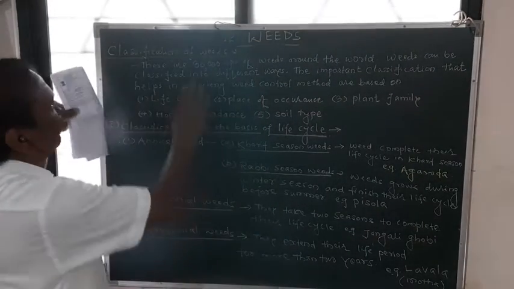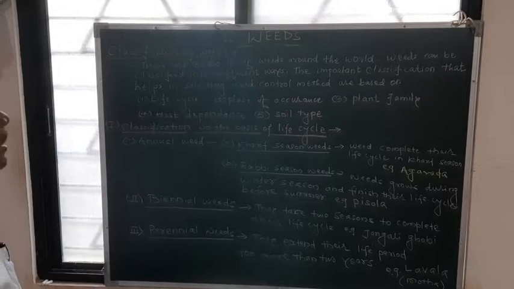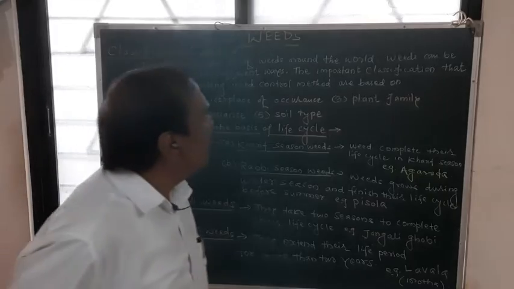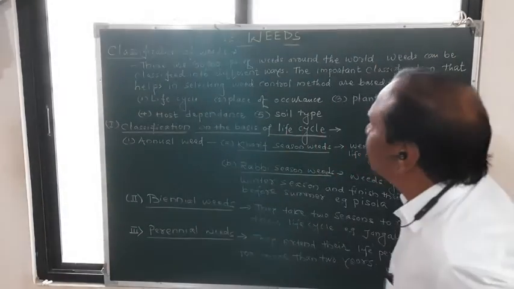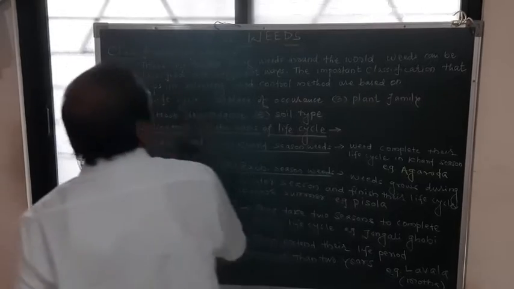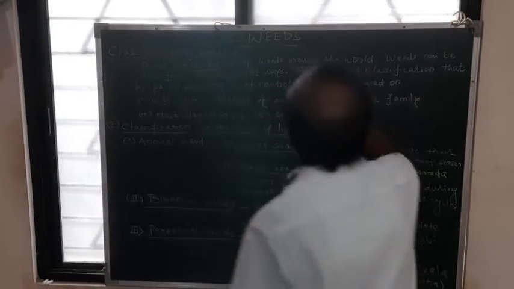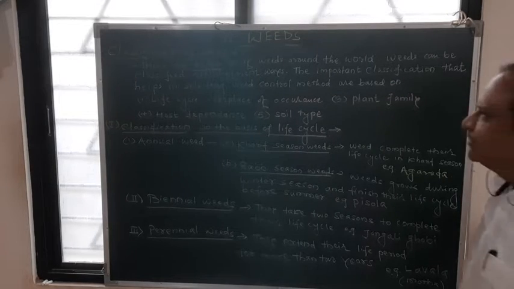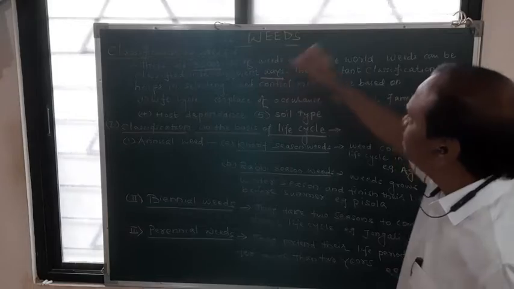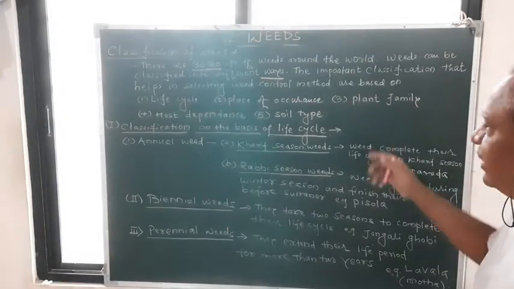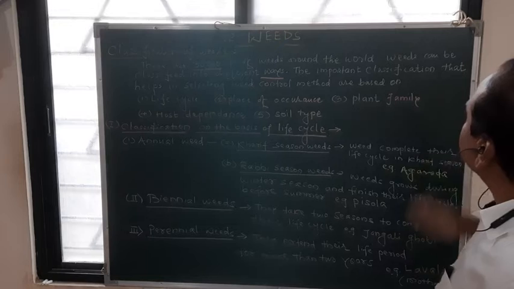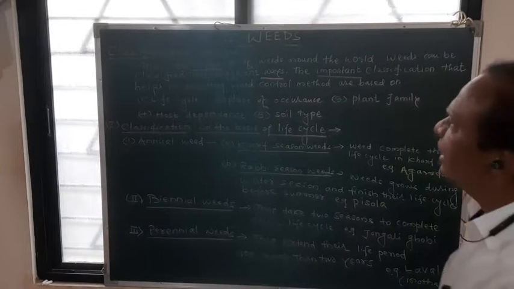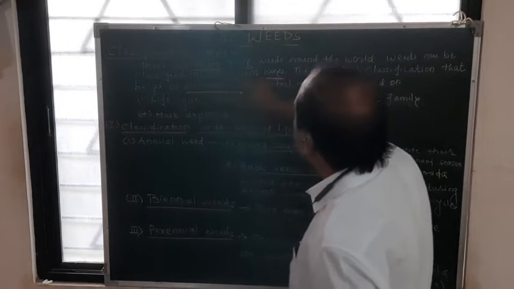Here, in the classification of weeds, I think there are 30,000 species of weed present around the world. You see here, these species are present on the world, and weeds can be classified in different ways. Means there are different methods to classify the weed. The classification helps in selecting weed control.